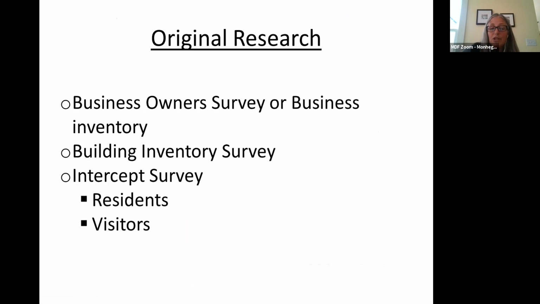And then there's original research, which is largely what Biddeford is going to share with us. Things like business owners surveys, business inventories. What are the businesses that are in your downtown? What is the makeup? Do you have 10 hair salons, or do you have 2? What does your mix of businesses look like? And then intercept surveys where you really talk to the residents that are downtown or the visitors downtown. And I think Delilah has some examples of those as well.